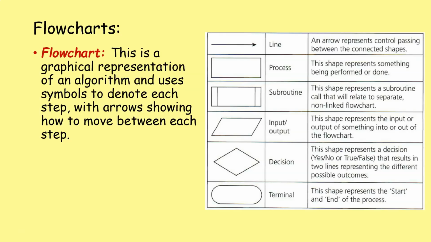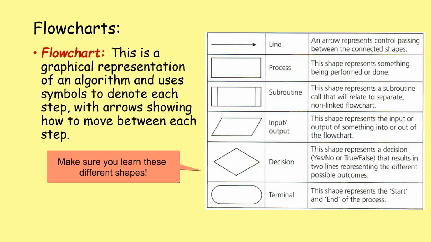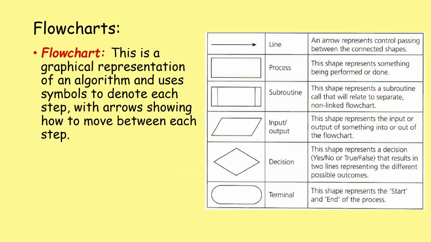We have the subroutine, and this represents a subprogram like a function or procedure that will relate to a separate non-linked flowchart. We've got the parallelogram, the rhombus-shaped input or output. This shape represents the input or output of something into or out of our flowchart. We've got the diamond decision. This shape represents a decision which could be yes or no or true or false. That results in two lines only, representing the different possible outcomes. And we've got the rounded rectangle, which is our terminal, and this is for a start or an end of the process.